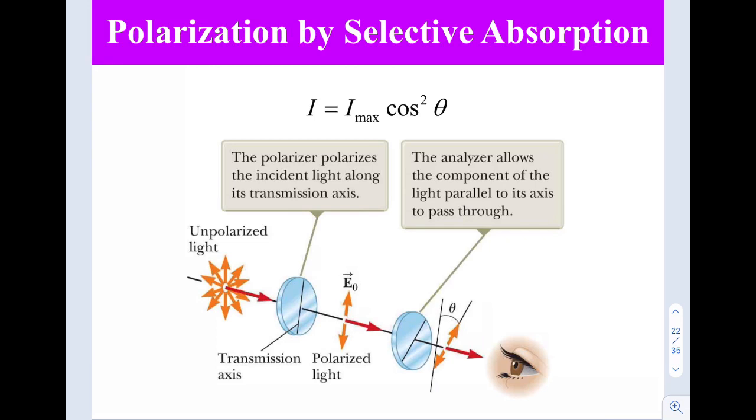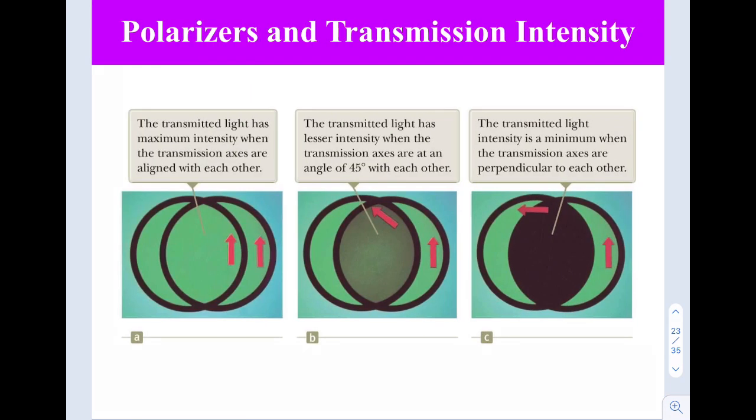This variation in transmitted intensity through a pair of polarizing sheets is illustrated by this figure. Because the average value of cos squared theta is one half, the intensity of the initial unpolarized light is reduced by a factor of 1/2 as the light passes through a single ideal polarizer.